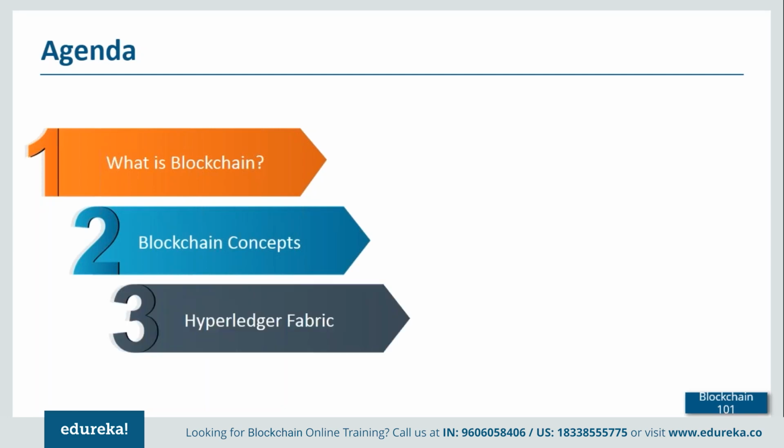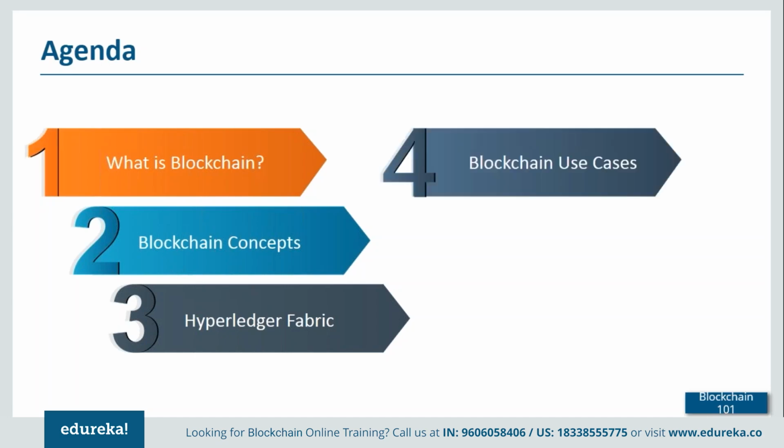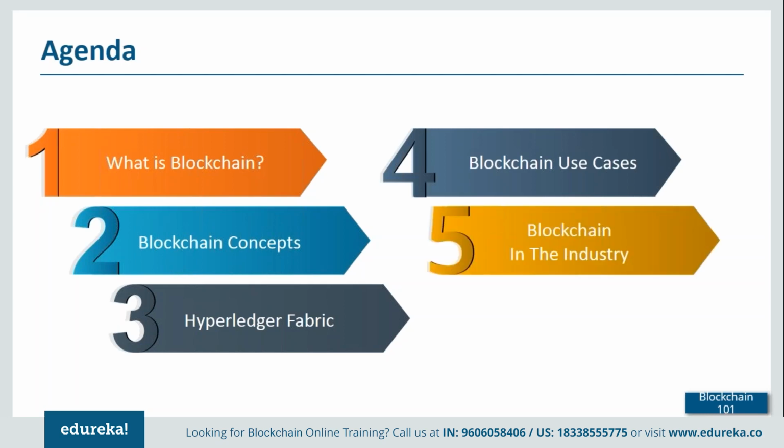After that, we'll talk about Hyperledger Fabric, which again is a derivative of blockchain, but is one of the most popularly growing technologies as well. So there we'll see how Hyperledger Fabric has revolutionized the industry. Then we'll talk about blockchain use cases, how it's being used in different domains, as well as what blockchain has revolutionized in different industries and how it is changing the conventional system.